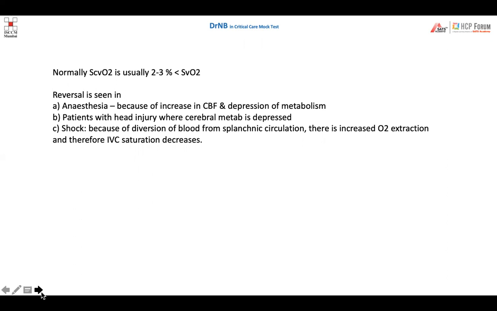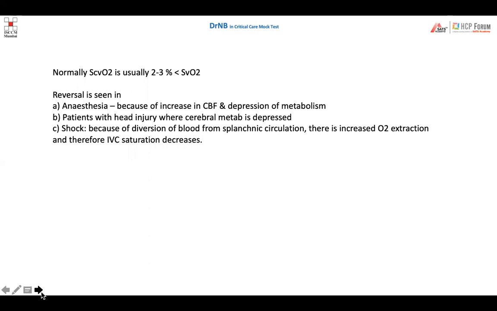And reversal is seen often in cases where we increase the cerebral blood flow so that the extraction of oxygen from the brain is lesser, because the blood flow is enough, or if the brain function is depressed, so that the oxygen extraction in the brain is lesser. So in cases of anesthesia, even patients with head injury where cerebral metabolism is depressed, it could be one of the reasons.